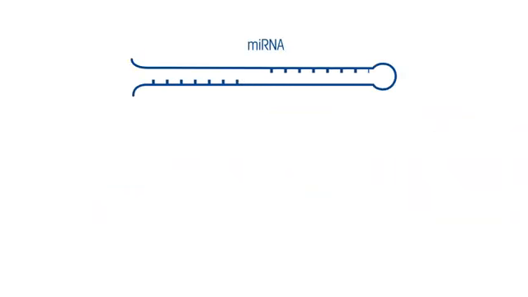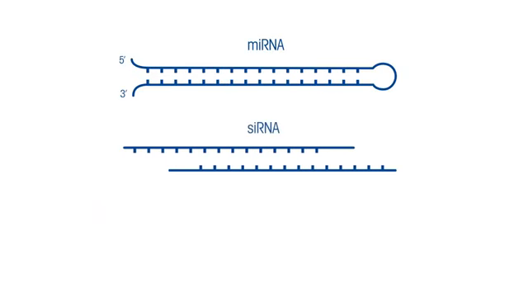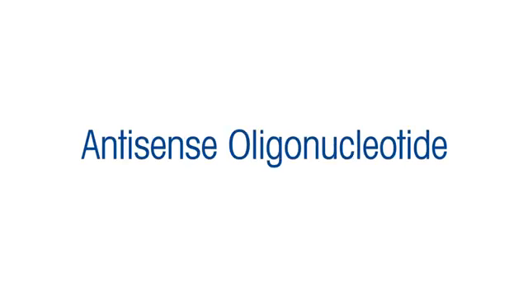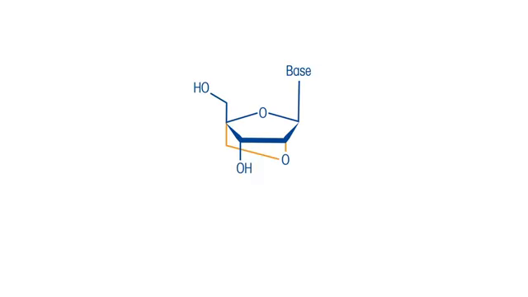There are different types of oligonucleotides, which include natural RNA molecules such as miRNA, siRNA, or primers, and also include synthetic oligonucleotide molecules such as antisense oligonucleotides, which are often abbreviated ASO, or sequence-composed non-natural bases such as locked nucleic acids, or LNA.